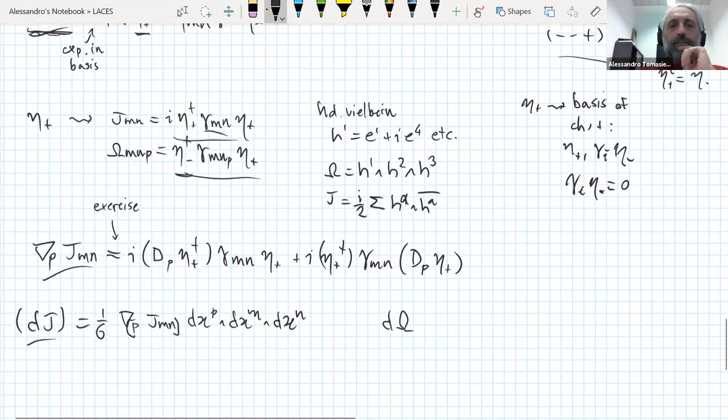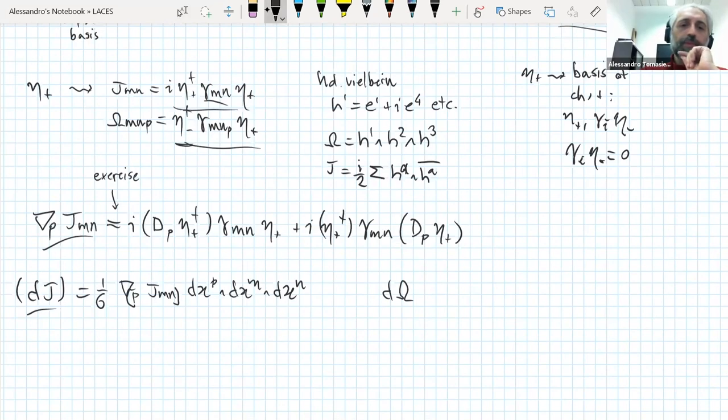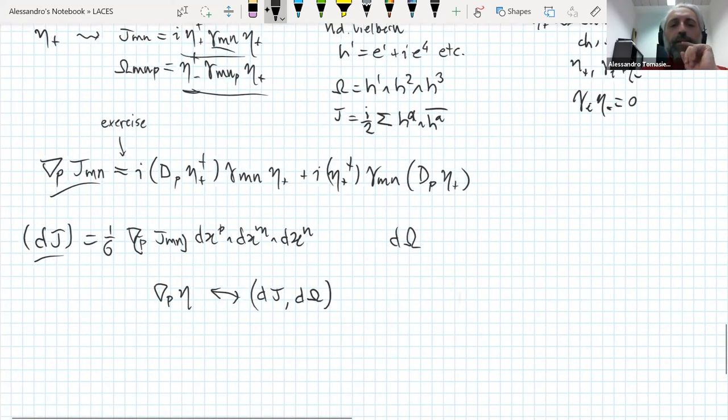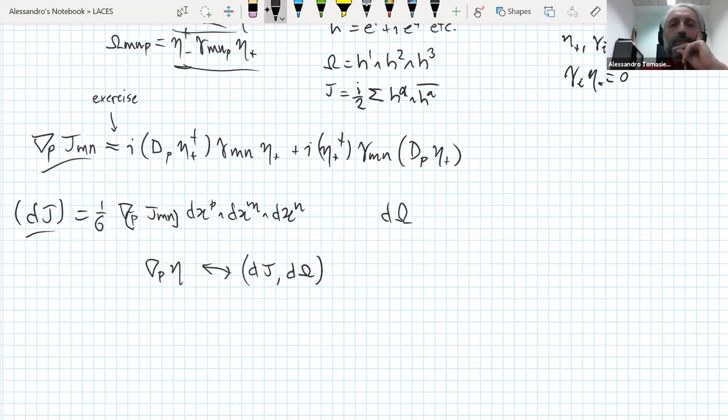So an important consequence is that this establishes a map between nabla_p eta and dJ and d omega. I spare you the details, but the end result here is that you can not only compute dJ and d omega from nabla_p eta, but also go backwards. This is the non-trivial result. Why is it non-trivial? Because here I'm stating that if I consider both dJ and d omega, there's no information lost.